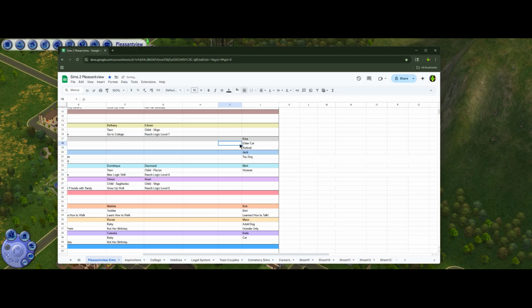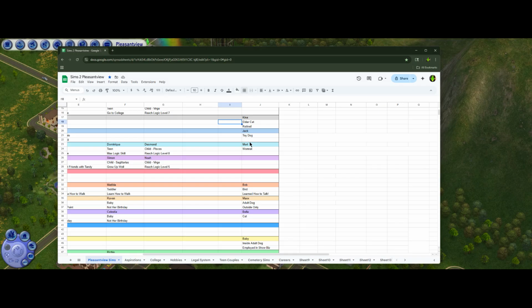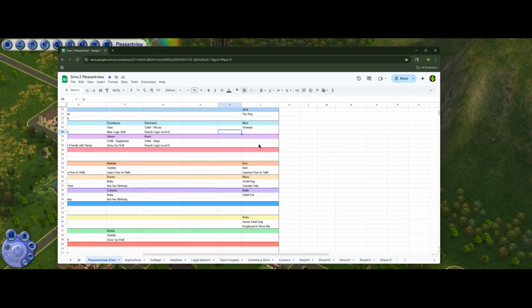Elder. Okay. So we have an elder cat named Keena that's retired from her career. I like to add a little bit of things here for my Sims and for my pets, so I know exactly what the vision is and the idea.